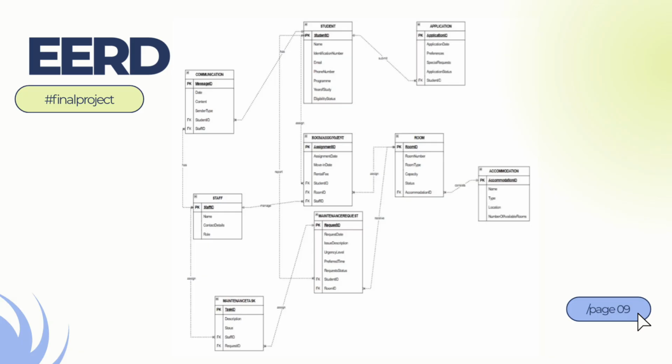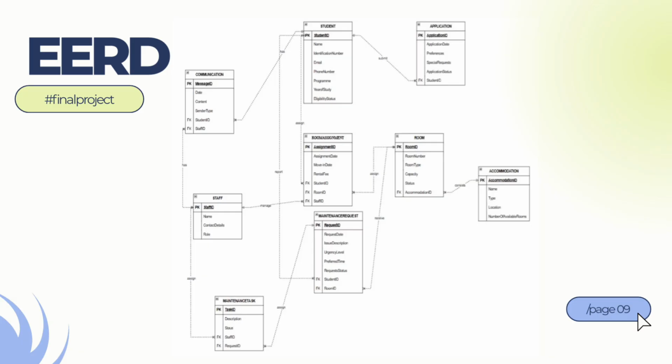Next is the relationship between student, room assignment, and room. A room assignment records which room is allocated to a student. One student can have multiple room assignments over time, and one room can be assigned to different students over time. The room assignment entity acts as an associative entity linking student and room. Therefore, student has a one-to-many relationship with room assignment, and room also has a one-to-many relationship with room assignment.